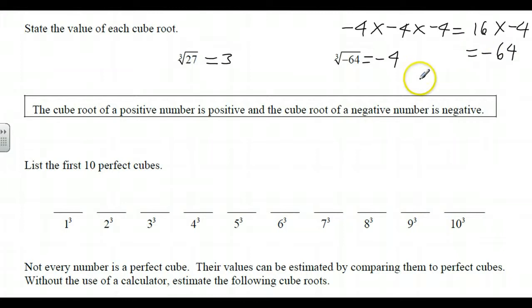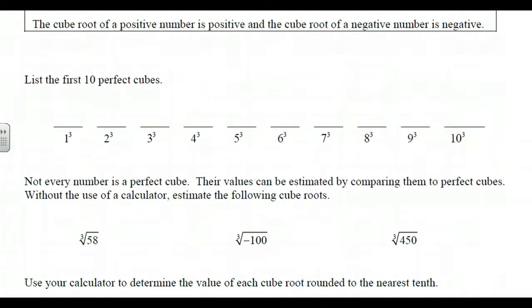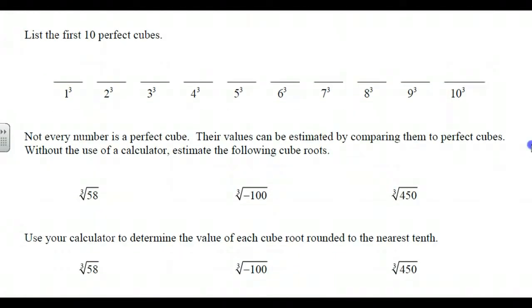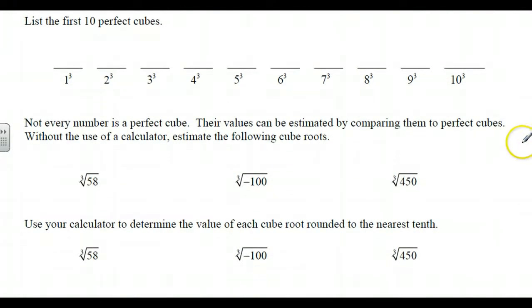So the cube root of a negative number is negative. Why? Well, we've got 3 of them. And any pair of negatives together will make a positive. So if we had 5 of these, we'd be able to pair up and then pair up and be left with a negative at the end. Whereas with a square, we're only pairing 2 positives or 2 negatives. So kind of interesting, right? The cube root of a positive number is positive, and the cube root of a negative number is negative. List the first 10 perfect cubes.